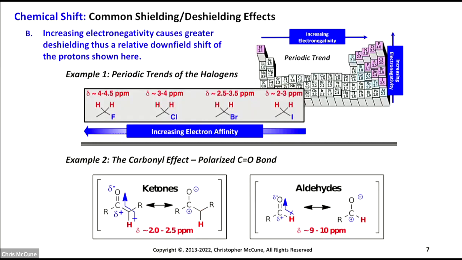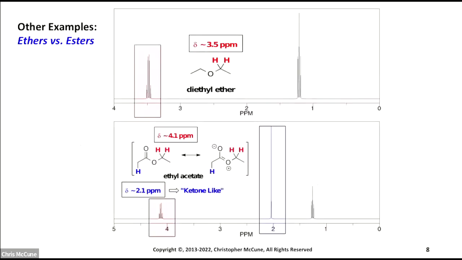Aldehydes have even more of that because the hydrogen is directly on the carbonyl. You're putting that hydrogen in a very electron deficient environment, because the other resonance structure shows that carbon has a lot of delta plus character through the carbonyl. And now look at the chemical shift. It's huge, right? There's that factor, as well as a ring current effect going on with the p orbitals. We'll talk about that.